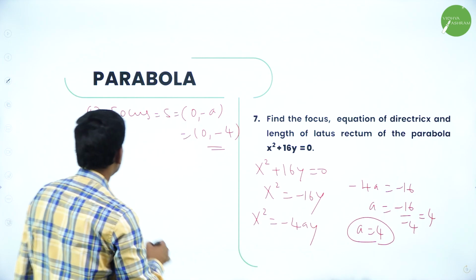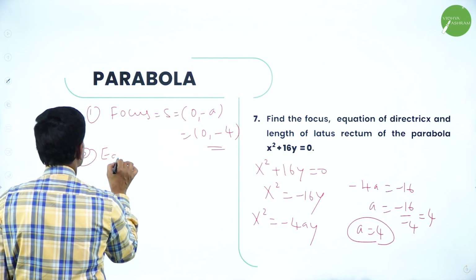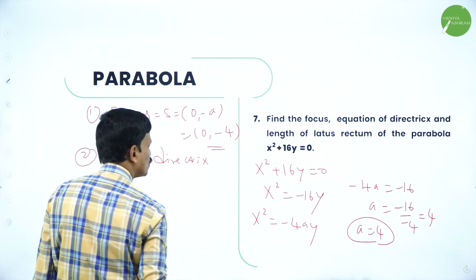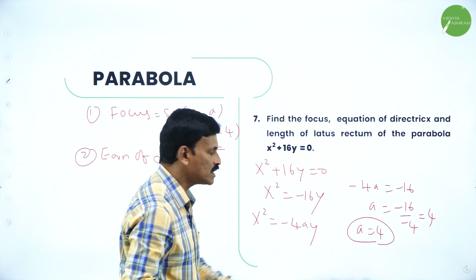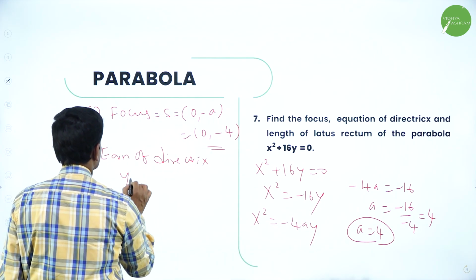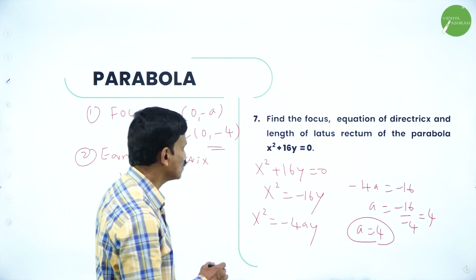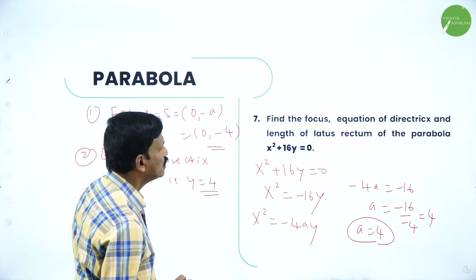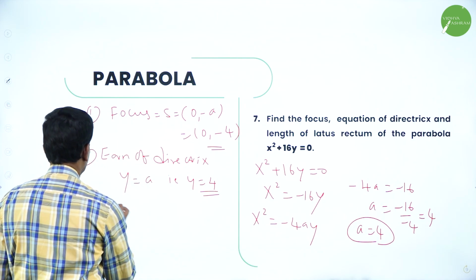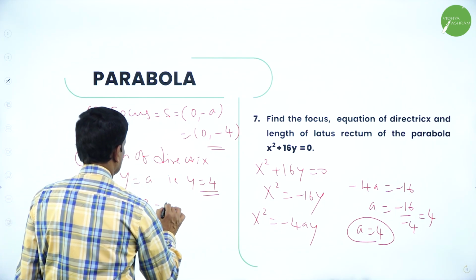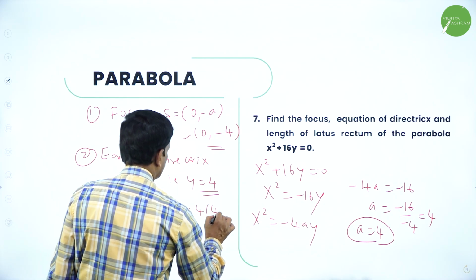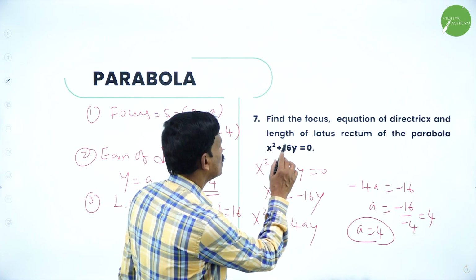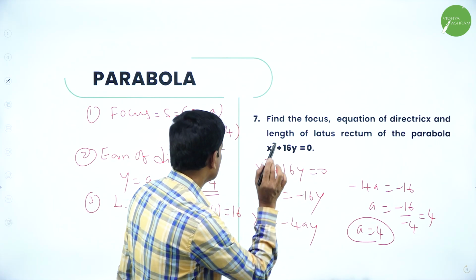Next, equation of directrix. Since this is x square is equal to minus 4ay, the equation of the directrix is y is equal to a, so that is y is equal to 4 is the directrix. Then what is to find? Length of latus rectum, LLR. Length of latus rectum is equal to 4a, that is 4 into 4 is equal to 16. Focus, equation of directrix and length of latus rectum, that's all.